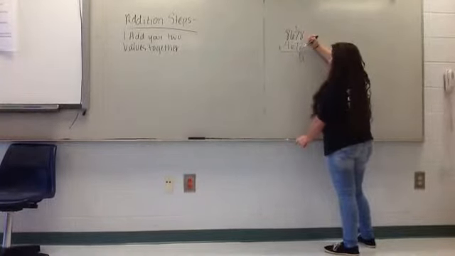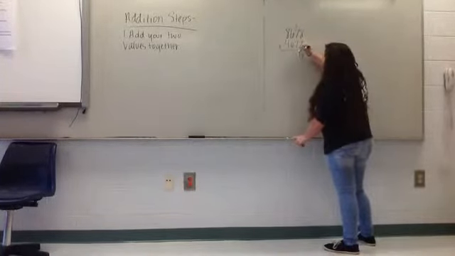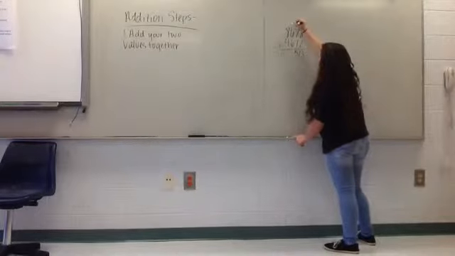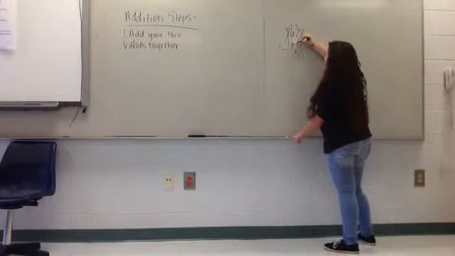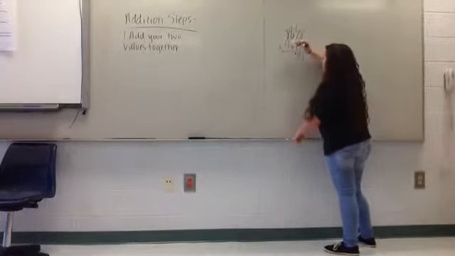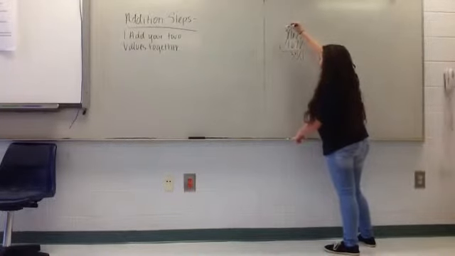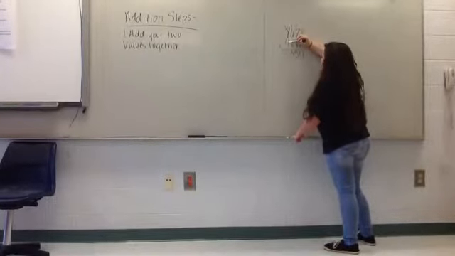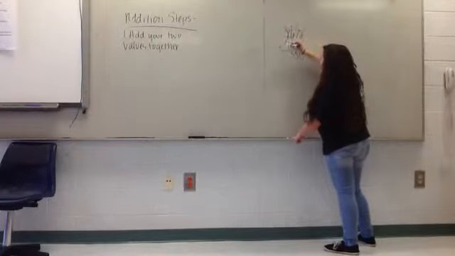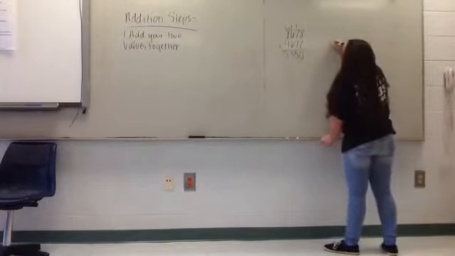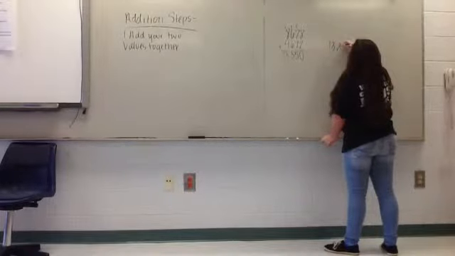7 plus 7 is 14, plus 1 equals 15, so you put down your 5 and carry your 1. 6 plus 6 is 12, plus 1 is 13, so you put down your 3 and carry your 1. 8 plus 4 is 12, plus 1 equals 13, so your answer is 13,350.